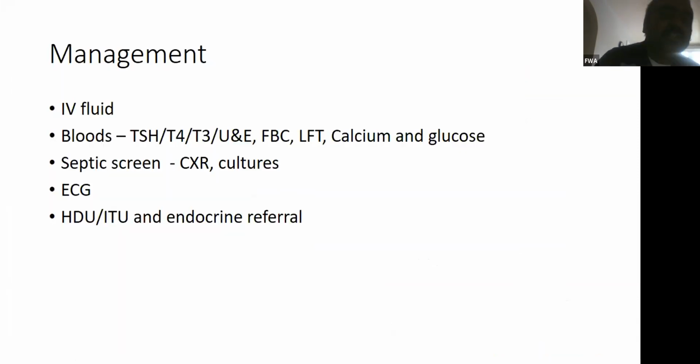So for general physicians, I think the management is to give IV fluids, send appropriate investigations like thyroid function, U&Es, full blood count, LFTs, calcium, glucose, do an appropriate septic screen, and also do an ECG. I think the best option for these patients, if you suspect that this is thyroid storm, is to contact ITU out of hours, and during working hours to contact the endocrine department and then HDU.